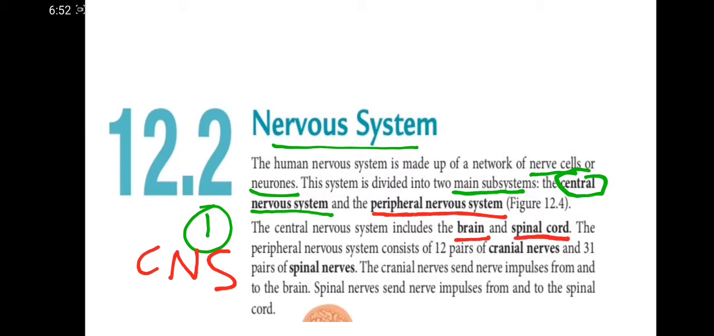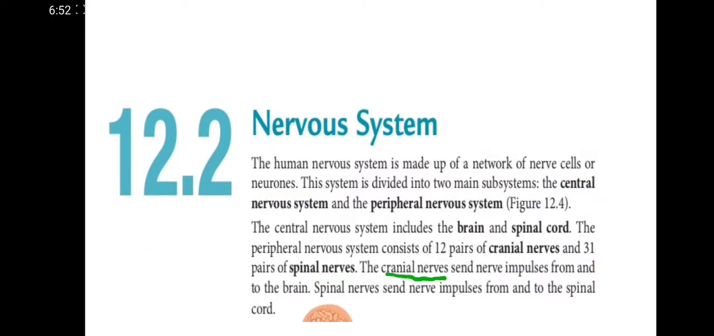While the peripheral nervous system consists of 12 pairs of cranial nerves and 31 pairs of spinal nerves. So we have cranial nerves and spinal nerves in the peripheral nervous system. The cranial nerves send nerve impulses from and to the brain. Remember, cranial nerves send nerve impulses from and to the brain. The spinal nerves will send nerve impulses from and to the spinal cord, saraf tunjang.